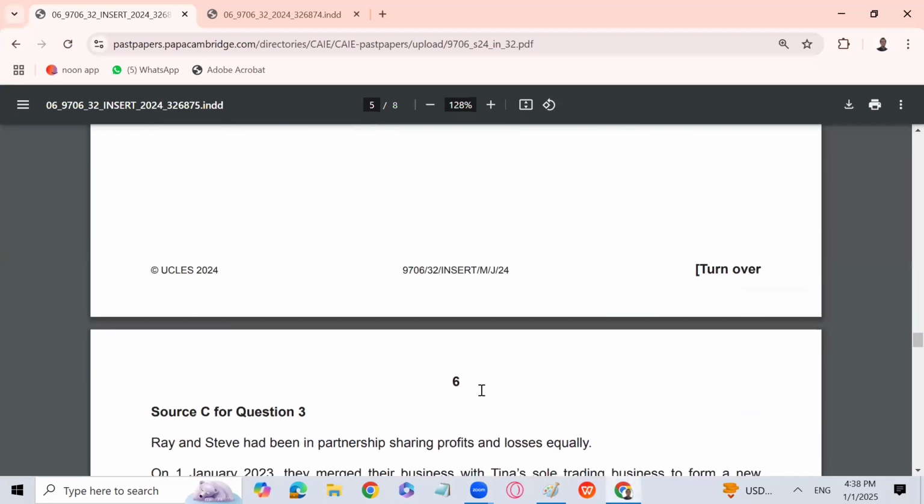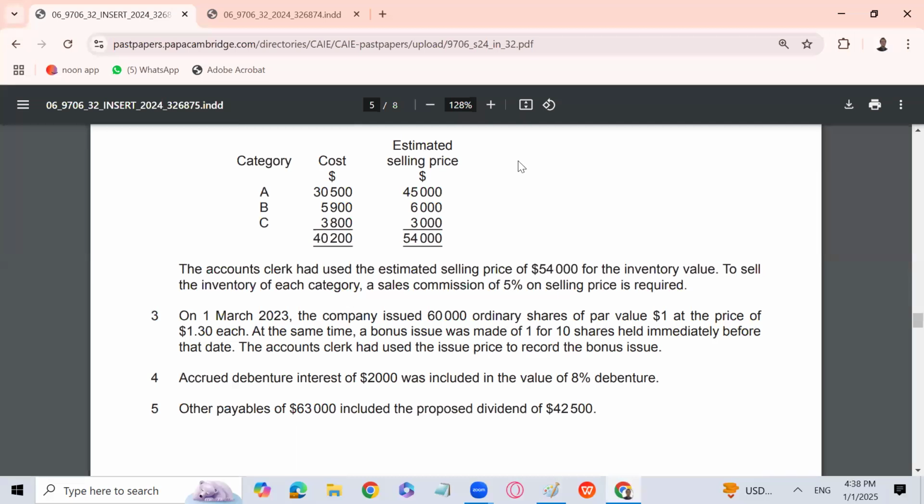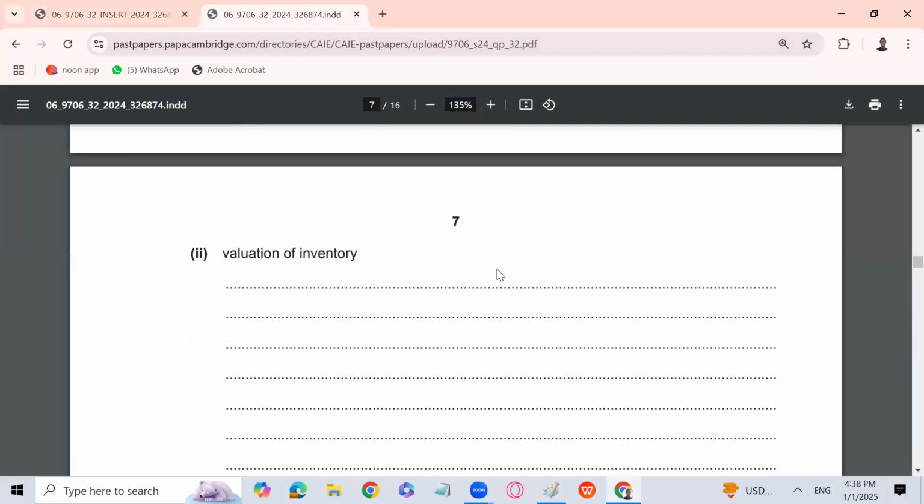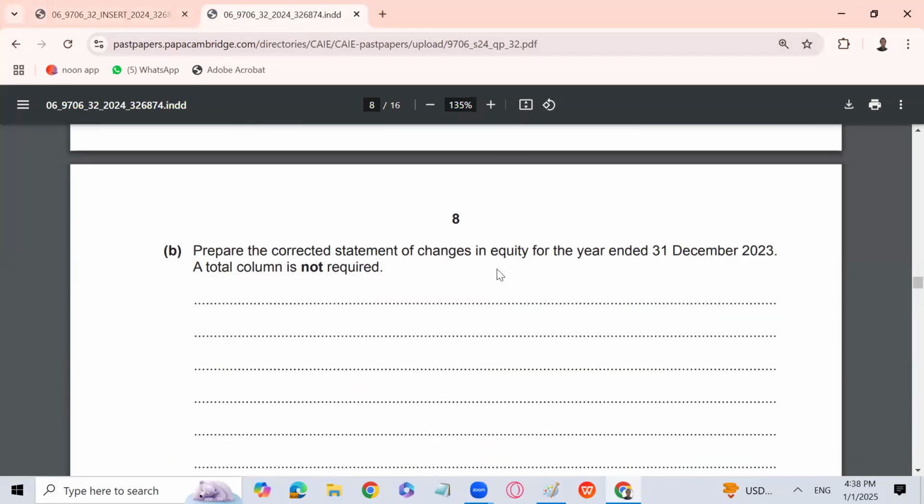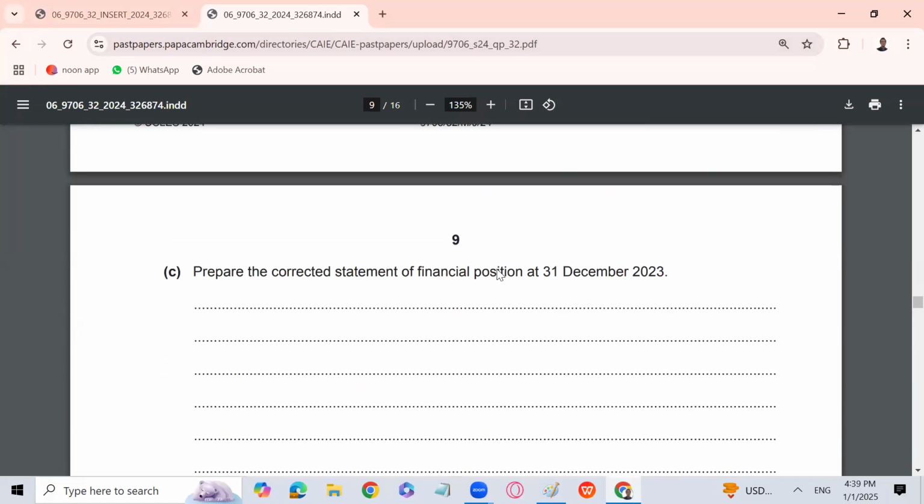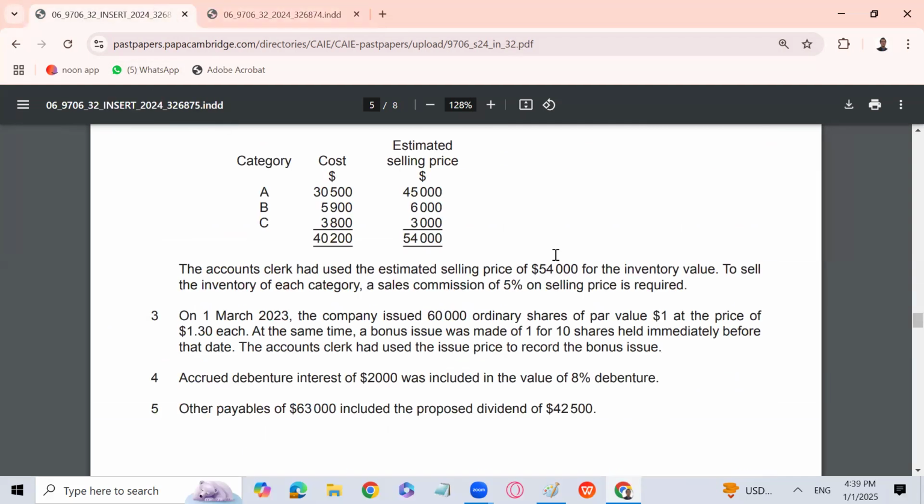This is the requirement, that you have to prepare the statement of changes in equity and the corrected balance sheet. This is what we have done. Prepare the corrected statement of changes in equity. Total column is not required, and the corrected statement of financial position, right? So we are dealing with that. But let's discuss the next parts also.